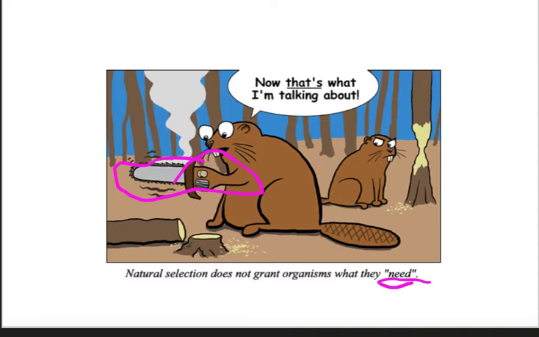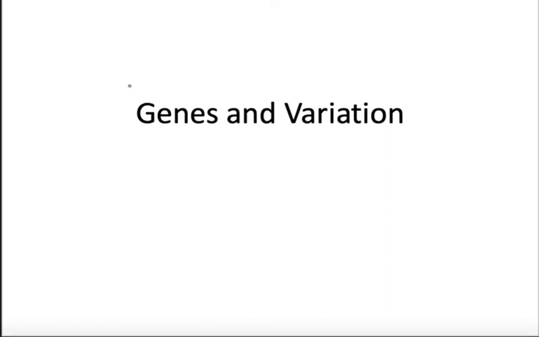Selection is able to work with the traits that an organism has and amplify or reduce those traits. So it can make a trait more or less common in the population. It doesn't provide a trait because an organism would need or benefit from that trait. It's only working with what an organism has. When we're talking about what an organism has, what we're referring to are the genes that an organism has and the variations within those genes.